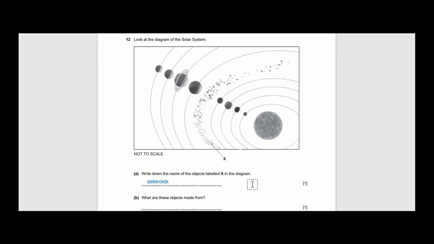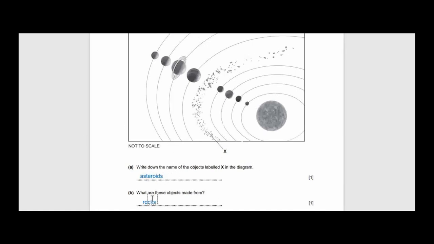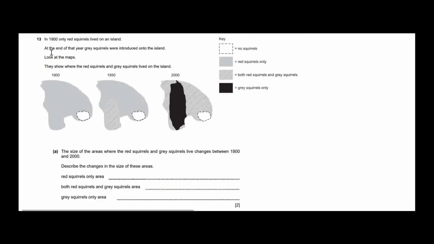Alright, let's open up the answer. As we know that it's made of rocks. Many rocks here form these asteroids. Next. Right now we are in question 13. In 1900, only red squirrels live on an island. At the end of that year, gray squirrels were introduced onto the island. Look at the map. They show where the red squirrels and gray squirrels live on the island.